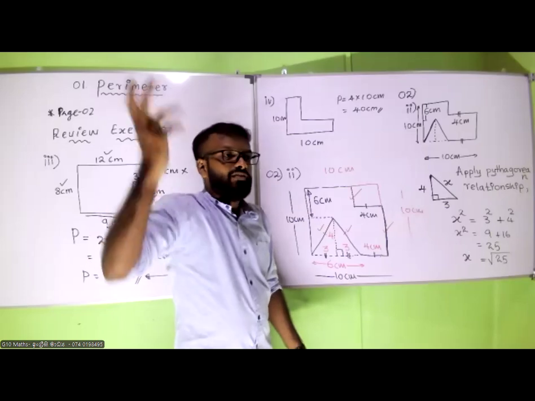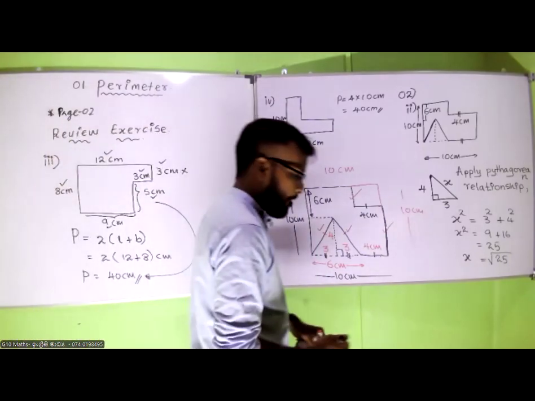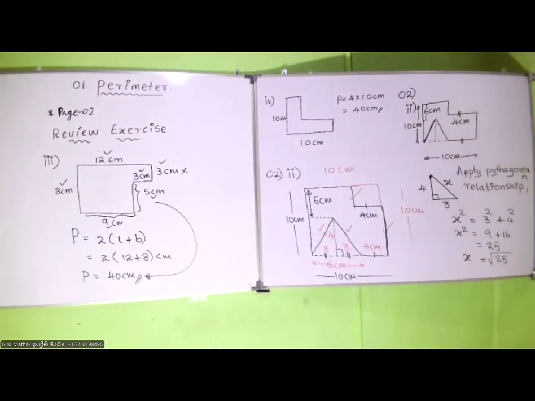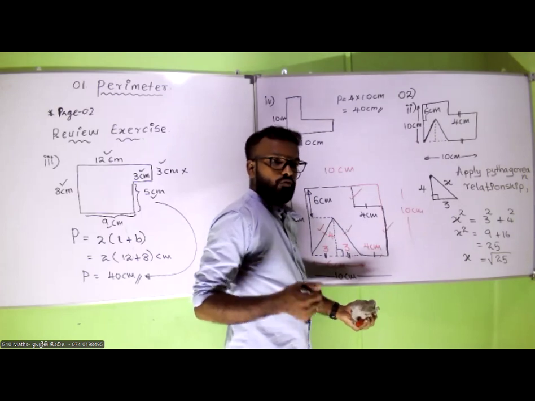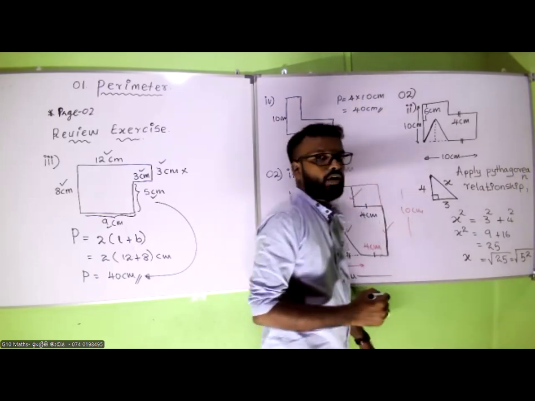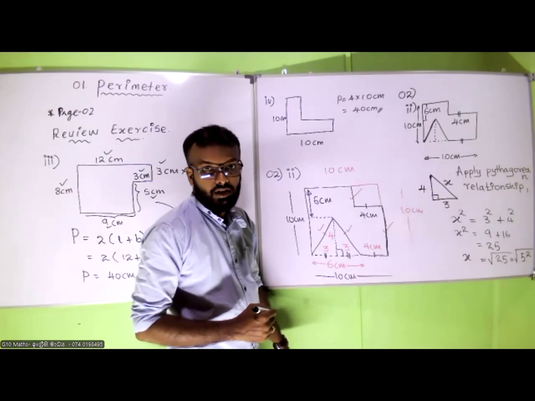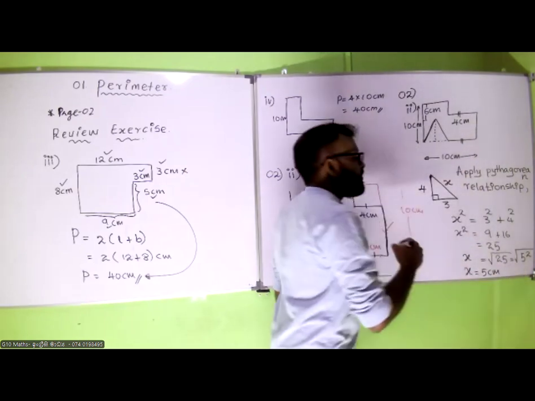How are we going to write 5 into 5 in a different way? You need to think, then you tell. 5 into 5 means 5 square. Square root of 5 to the power 2. 5 into 5 means 5 to the power 2. So square root of 5 to the power 2 is 5. So x equals 5 centimeters.